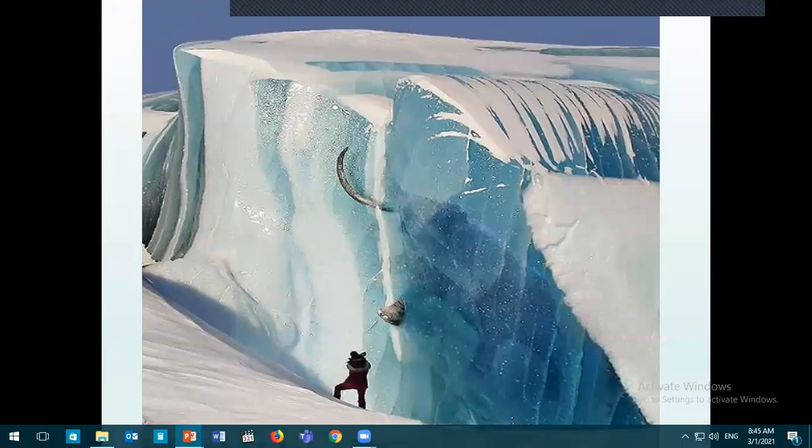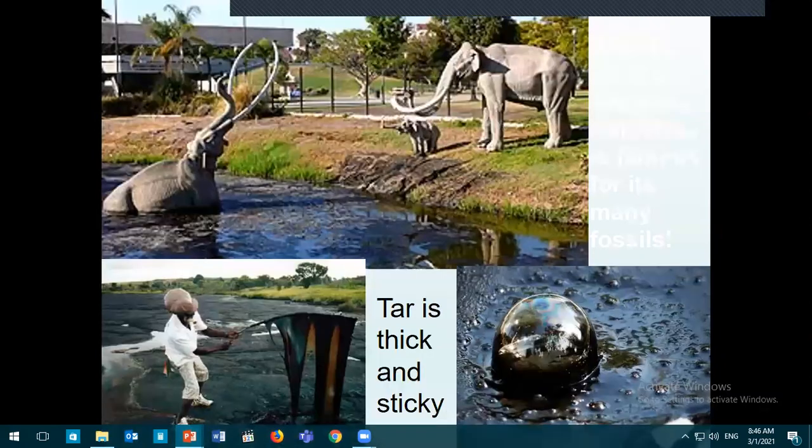This is an imaginary picture of how animals are trapped in ice. You can see a whole mammoth trapped in the ice. What type of fossil do you think this is? Is this an original remains? Yes, well done. This is the tar, or the liquid where animals get trapped, and then the tar hardens and becomes amber. This is how thick it is.